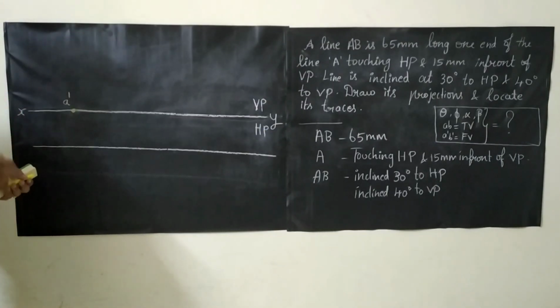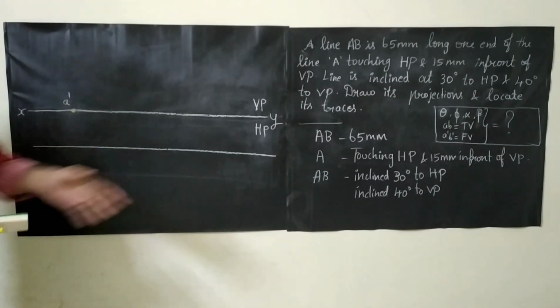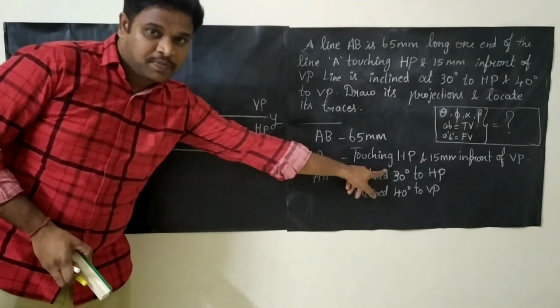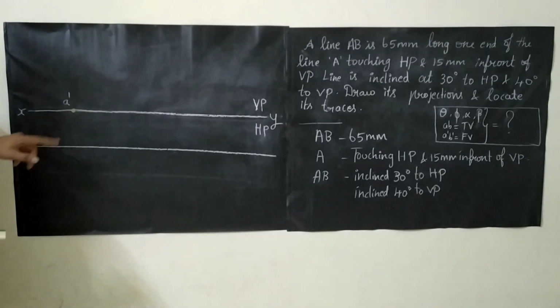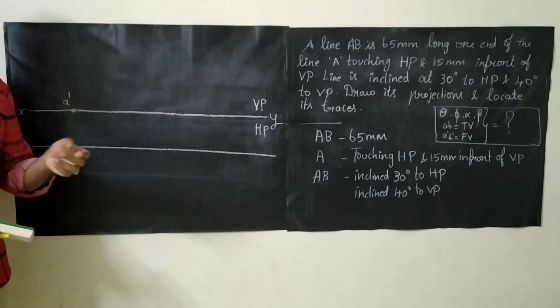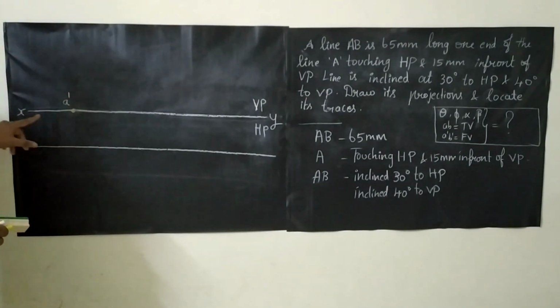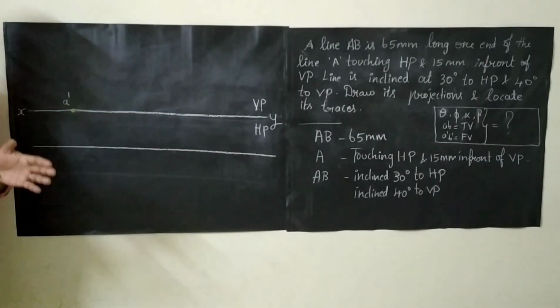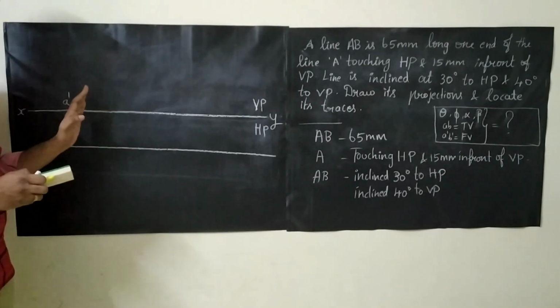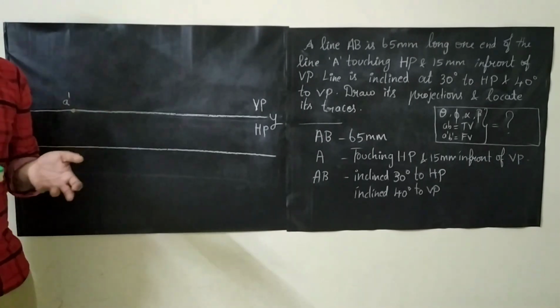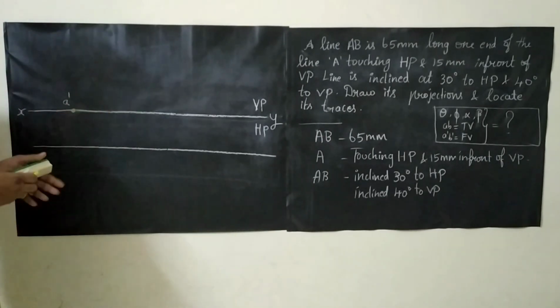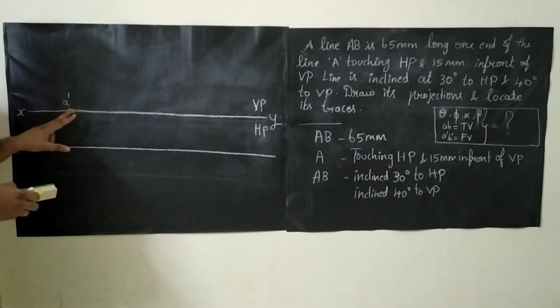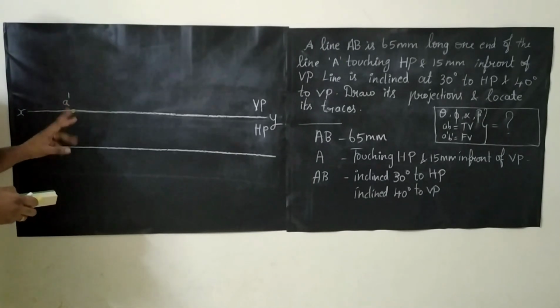So the next step is we need to mark the point. So point A is touching HP. If the point is touching HP, we can write it as A dash. So on the reference line itself, we can mark a point anywhere. But see to it that it should be marked towards the left end, so that drawing the diagram will be very easy for us. Try to mark a point on the reference line. Keep the point and name it as A dash.